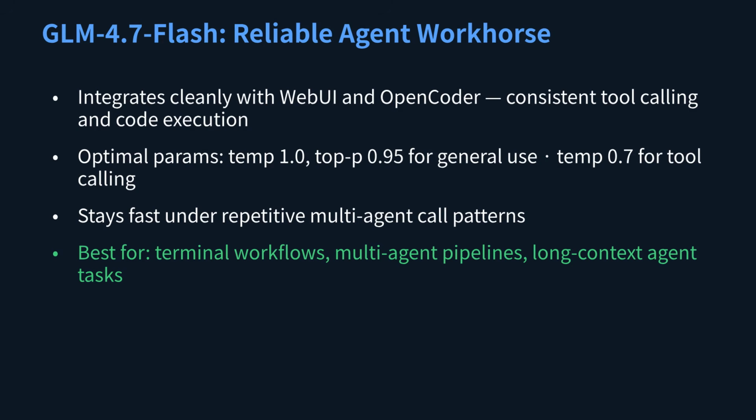GLM-4.7 Flash integrates cleanly with agent tooling and performs reliably in web UI and terminal environments. Users found it highly consistent for tool calling, code execution, and multi-agent call chains. Temperature 1.0 with top-P 0.95 for general use and temperature 0.7 for tool calling gives the best results. Its lightweight footprint keeps it fast, even under the repetitive call patterns of agentic workflows.